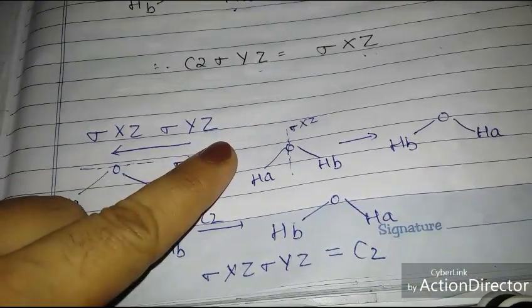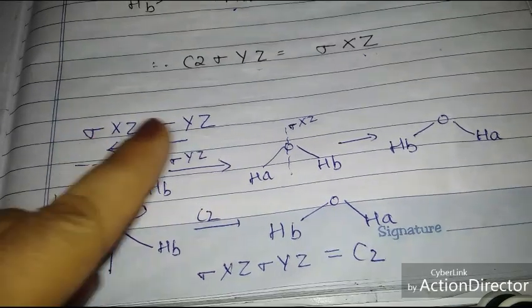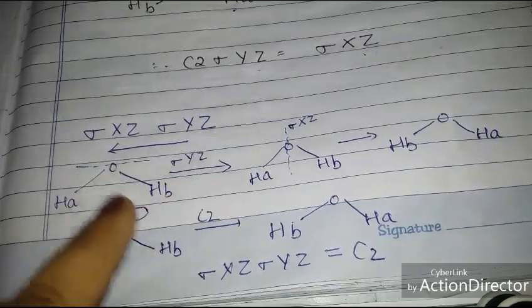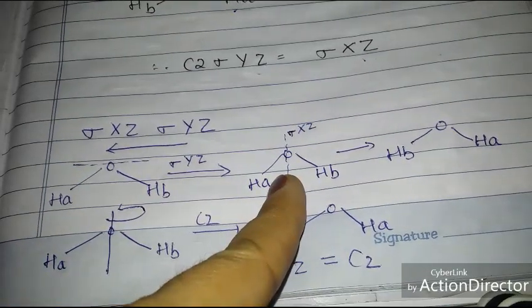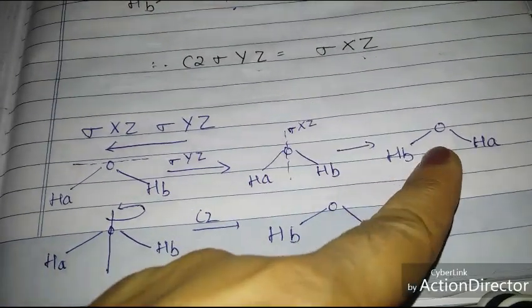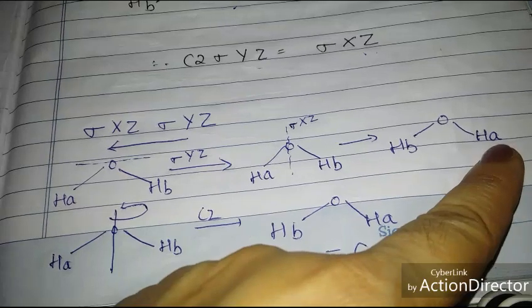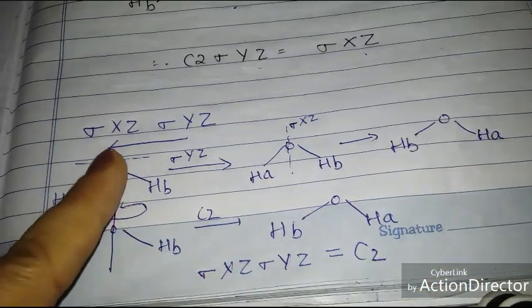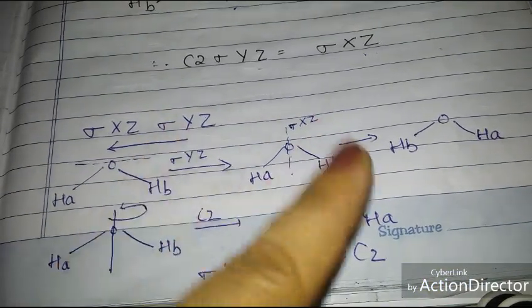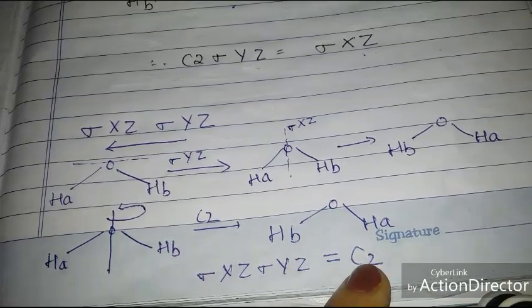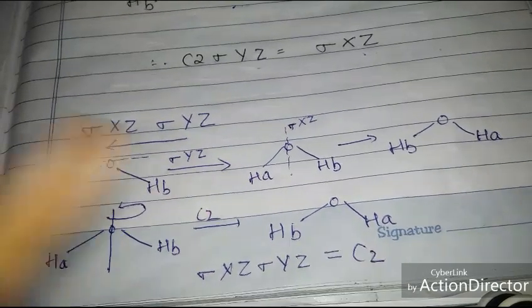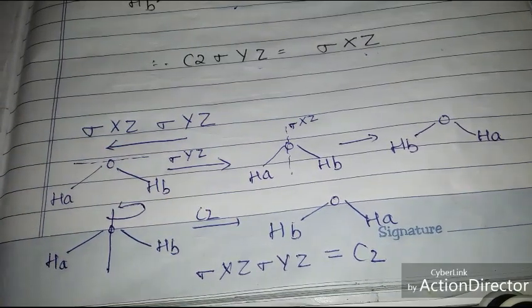Sigma xz sigma yz. Let us solve this. First I will be using sigma yz plane. You will get the same molecule here. Then sigma xz plane, they will interchange their position. You will get HB O HA. Now to the same molecule give C2 rotation. Again you are getting HB O HA. So sigma xz sigma yz is nothing but C2. So this is how the multiplication table for water molecule is drawn.